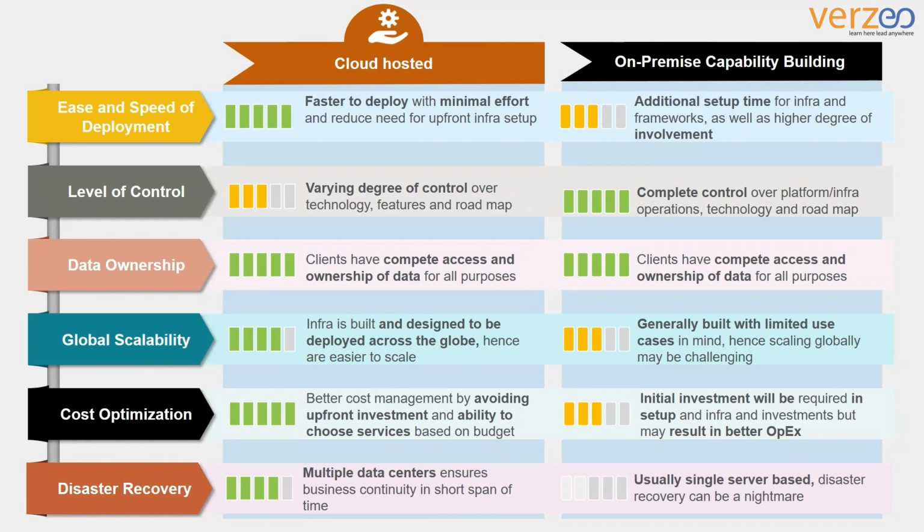Cost optimization, as we spoke in the previous slides, there's a lot of cost optimization. We avoid a lot of upfront investments. Disaster recovery, we also spoke about it. Sometimes when we have a single server, we can't have multiple data storage aspects, isn't it, guys? We can't take many backups, isn't it? So that's why disaster recovery becomes difficult in on-premise. So this is the major comparison that we have between on-premise and cloud.